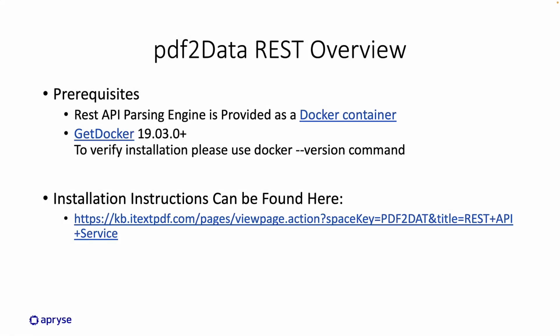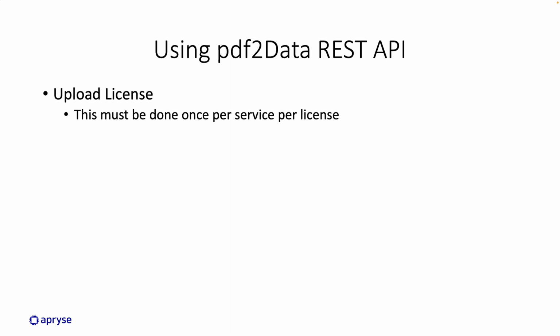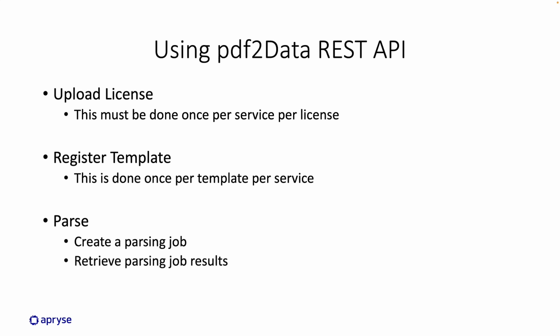Okay, now let's briefly walk through utilizing the pdf2Data REST API. Step one would be to upload the license. Now this must be done once per service per license. The next is to register your template, and this is also done once per template per service. Then we'll create a parsing job that simply takes a PDF, applies the template, and creates the results. So there's the creating of the parsing job, the job executes and produces output, and then the last step will be to retrieve the results of the job. Let's get to it.